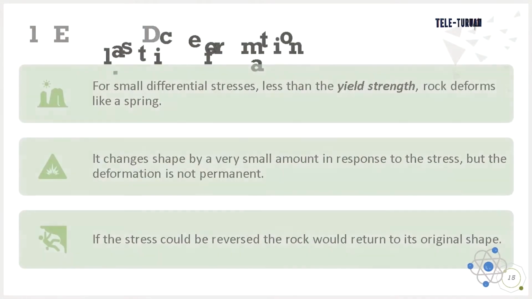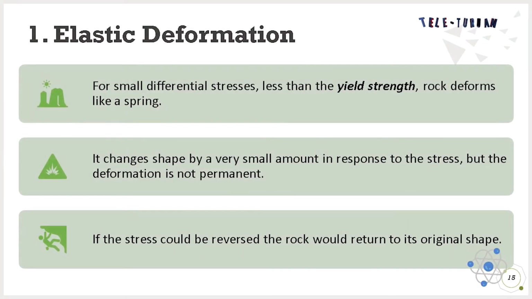The first change that may happen is elastic deformation. In elastic deformation, for small differential stresses less than the yield strength, rock deforms like a spring. It changes shape by a very small amount in response to the stress, but the deformation is not permanent. If the stress is reversed, the rock would return to its original shape.